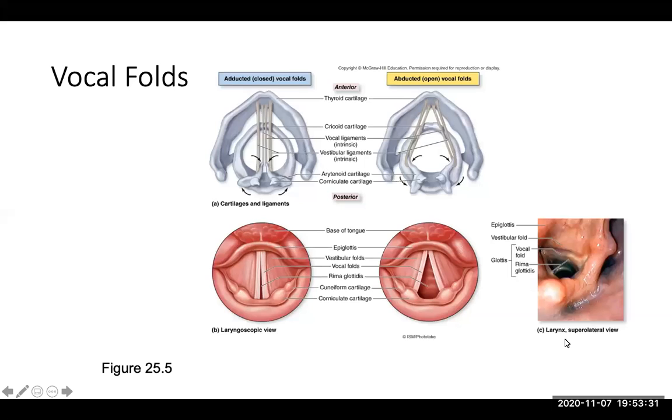Here's a look at the vocal cords as seen from a laryngoscopic view, so a camera that's been sent down, and you can see the vocal cords and how the cartilages and ligaments surround them, and how they can open and close to produce the sound vibrations or sound waves.